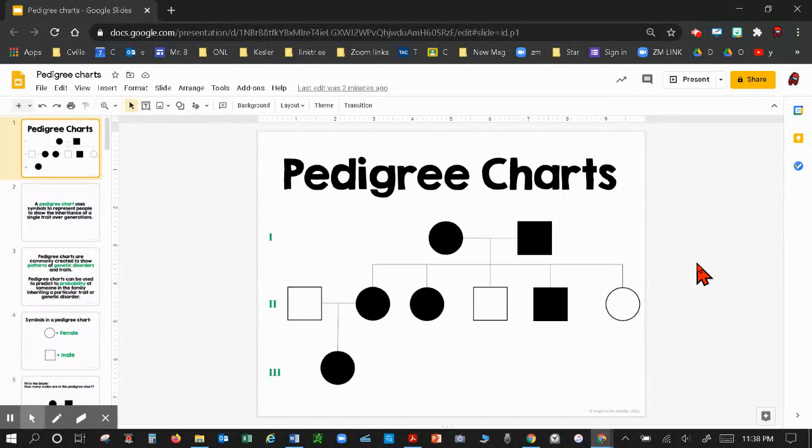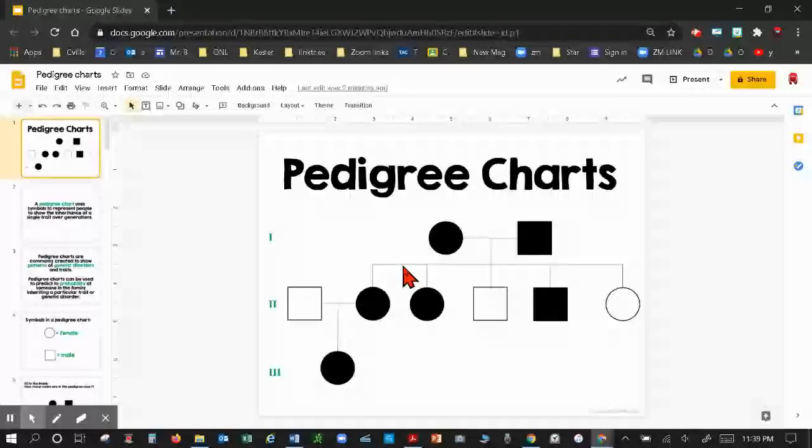trait of interest. Now, typically, we look at things that are diseases, whether we look at something like hemophilia or some type of cancer, or even just color blindness, etc. Whatever it is, these are traits that we can trace from as far back as you want, all the way to today's current generation. Now, you'll notice on the chart there are various symbols.